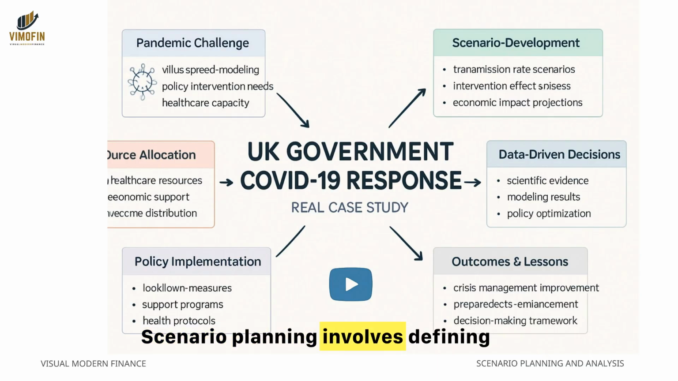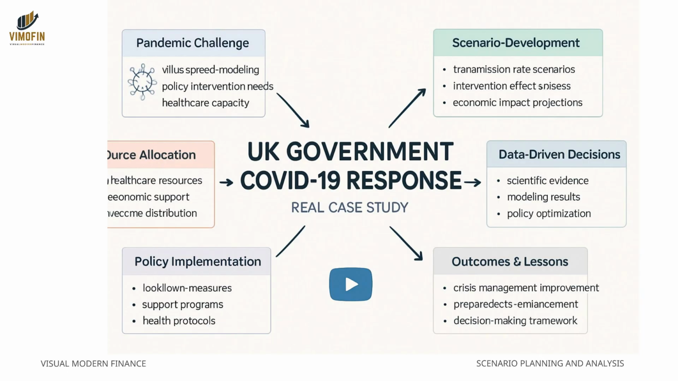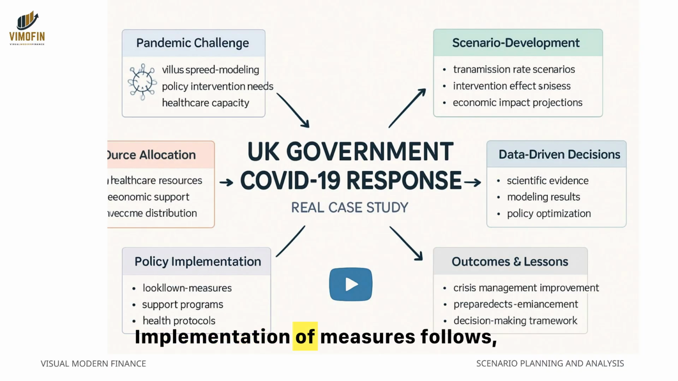Scenario planning involves defining objectives and control parameters, conducting environmental analysis to identify influencing factors, and developing scenarios. These scenarios inform visions, which lead to actionable alternatives. Implementation of measures follows, ensuring a strategic approach to future uncertainties.